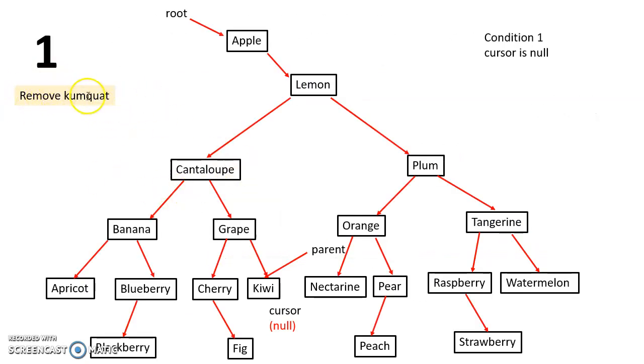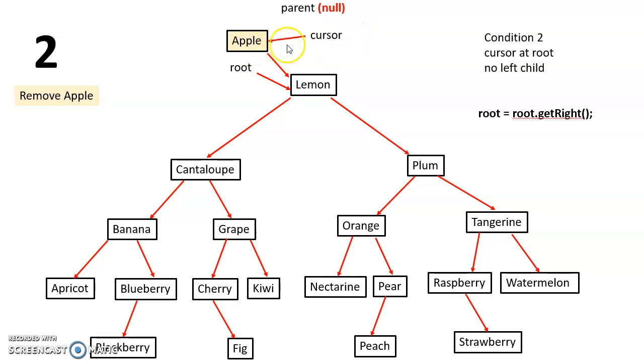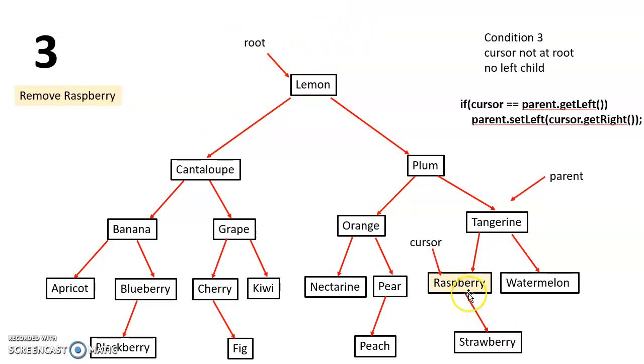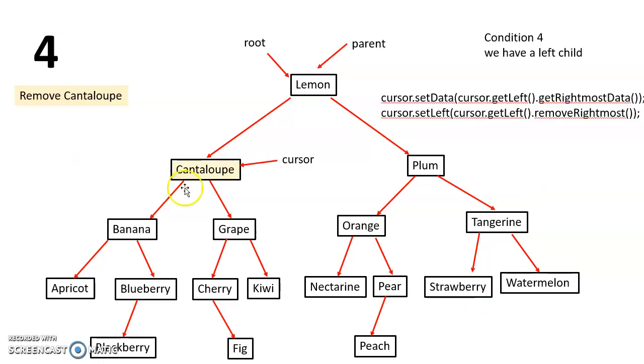So for trying to remove kumquat for the loop, cursor fell off the tree. For this one right here, cursor was at root. This one right here, cursor is at raspberry. This one right here, cursor is at cantaloupe.